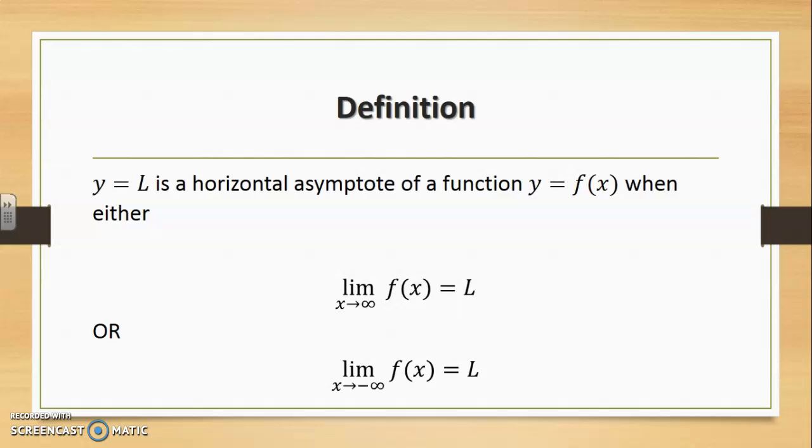By definition, the horizontal line y equals L is a horizontal asymptote of the function y equals f of x when either the limit as x tends towards infinity of the function equals L, or the limit as x goes towards minus infinity of the function equals L. Essentially, these limits are indications that as we go towards the extremities, the function's y values will converge towards a specific number.